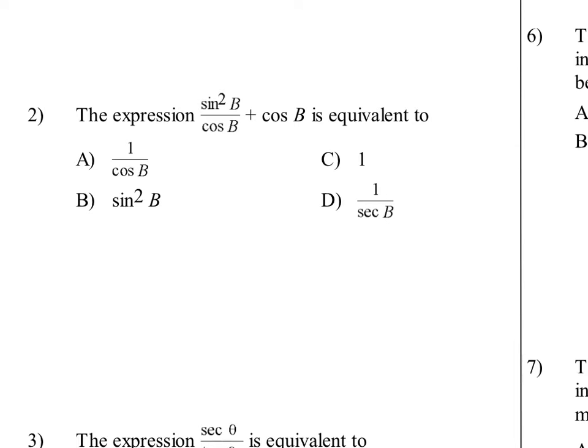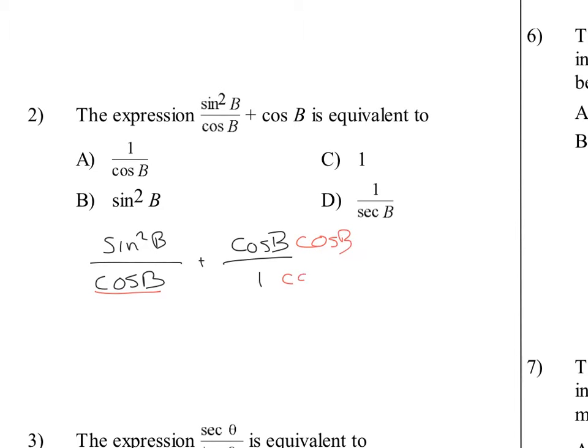Okay, next one. Sine squared b over cosine of b plus cosine of b. Now this is addition. So remember, we can't cross out through addition. If we have to add, we have to find common denominators. So this one has a cosine of b, so this one needs a cosine of b. So we wind up getting sine squared plus cosine squared over cosine. And we just did this. This is the exact same problem then.